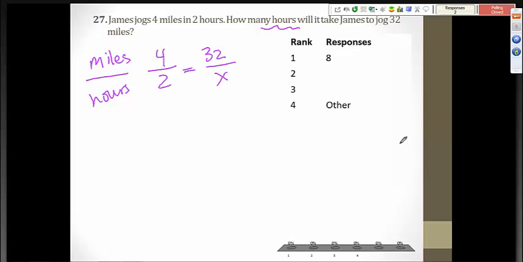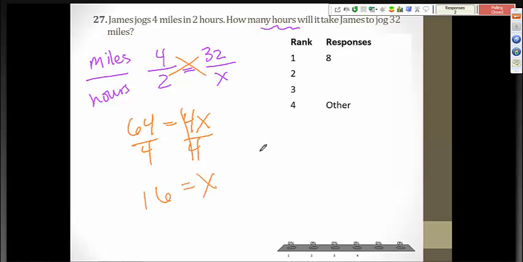So then we can just cross multiply here, and that will give us our equation to solve. So we have 2 times 32, which is 64, equals 4 times X, which is 4X. All right? So to solve for X, we just divide both sides by 4, right? Which will be not 8. It's going to be 16. 64 divided by 4.